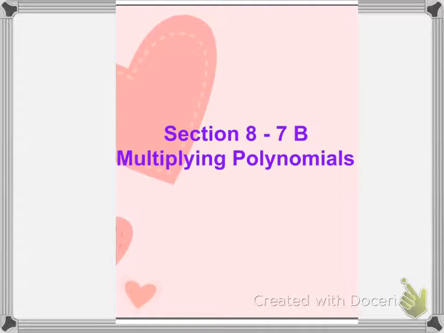Alright, we're finishing up section 8.7 today. Yesterday we did 8.7a where we multiplied binomials, so two terms in each set of parentheses. And today we're going to do polynomials, which is going to be more than two terms in each set of parentheses.